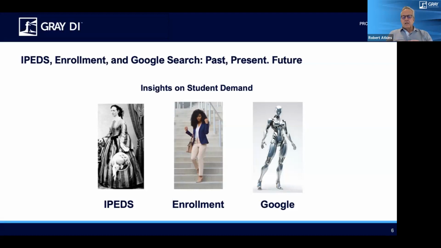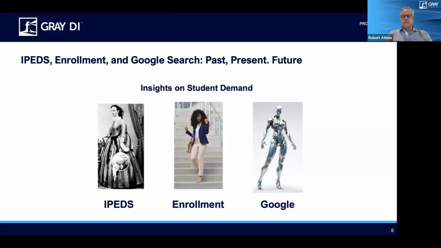Now we look at enrollment. That's quite different. Also very comprehensive. We get that from the National Center for Education Statistics. Pretty much everybody that files for Title IV funding is in there. All programs are in there. However, the difference between enrollment and IPEDS is that enrollment is updated 3 times a year. So it's much more current information about what people wanted, not quite today, but relatively recently.